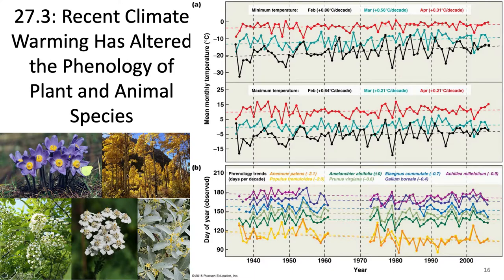And then these are some of the late blooming flowers. This is yarrow, which I have in my backyard. This is chokecherry, which is native to this area. And then this is silverberry, the Elaeagnus.